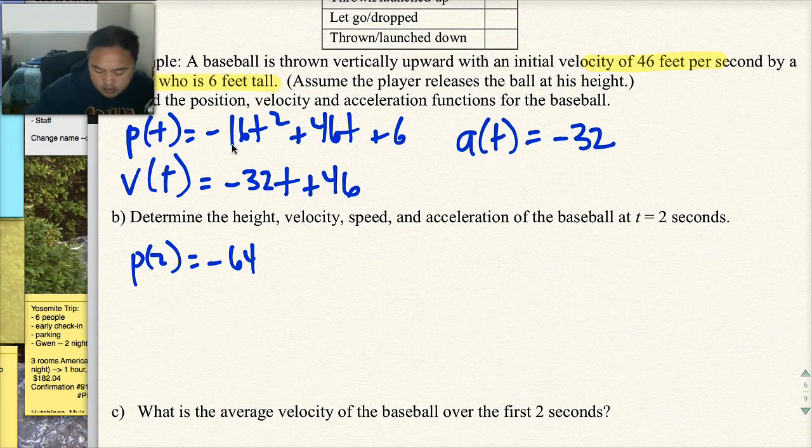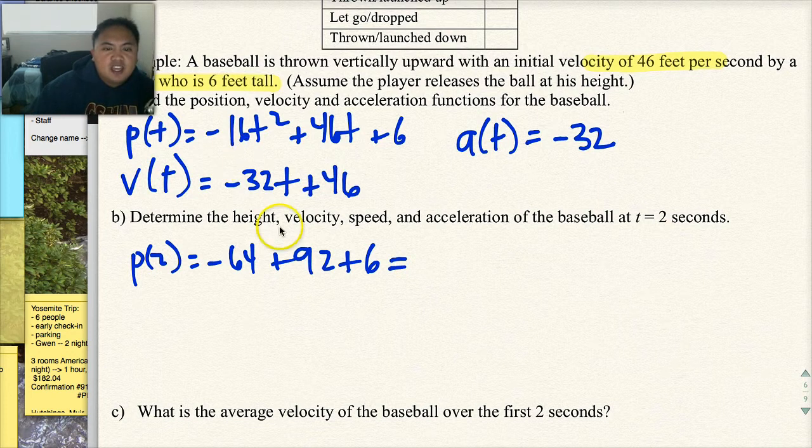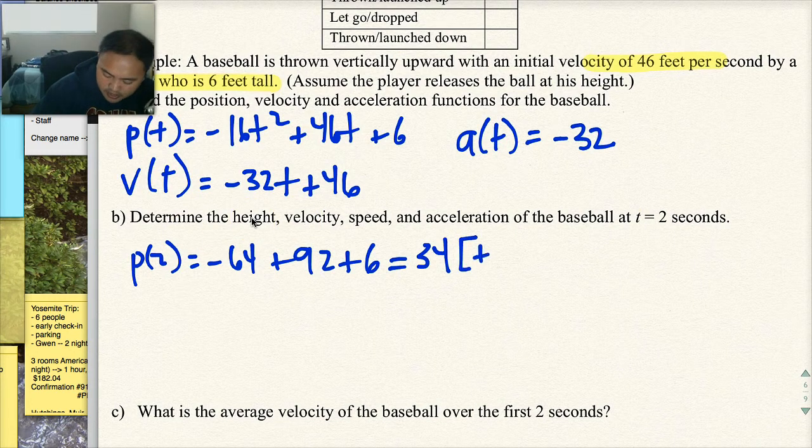46 times 2 is 92, plus 6. Okay. And then when I solve this out, I get 92 minus 64 is 28. 28 plus 6 is 34. With all these problems, with any word problems, you should always have units. It says, where's the height? Height is, in this particular case, feet. So the answer is 34 feet.